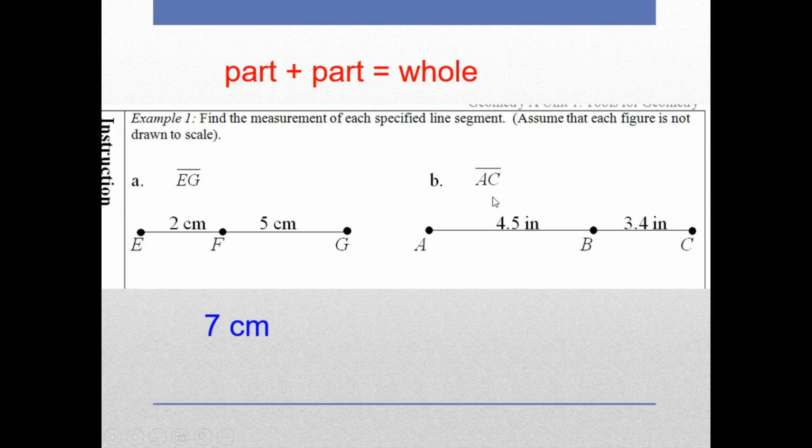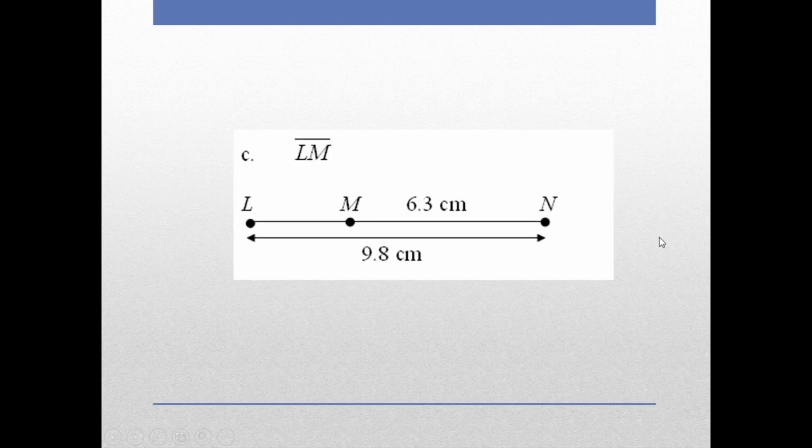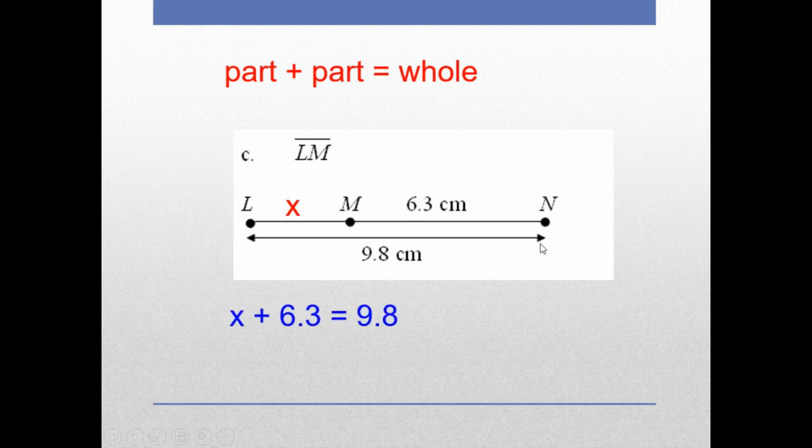Same for B. If we're looking for the length of AC, all we're doing is adding the two parts together. 4.5 plus 3.4, well, that's 7.9. Part C, you've got a missing chunk. You don't know what one of the parts is, but you do know the whole amount. So for this one, all we're doing is subtracting 9.8 minus 6.3, which is 3.5.